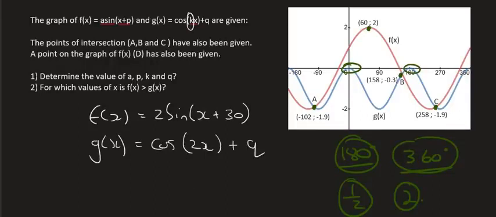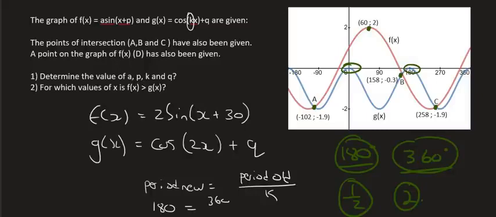Another way to remember it is that there is a formula that says the period new is equal to the period old divided by k. Let's say we know the new period. We said that was 180. The period old is a normal cos graph, that's 360, and then you get k. If you had to solve for k, you would end up with 2.